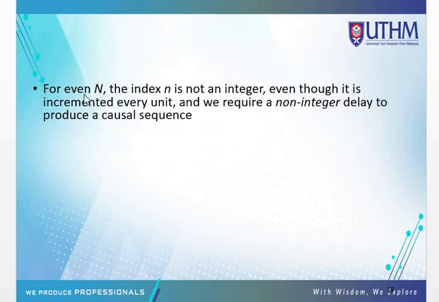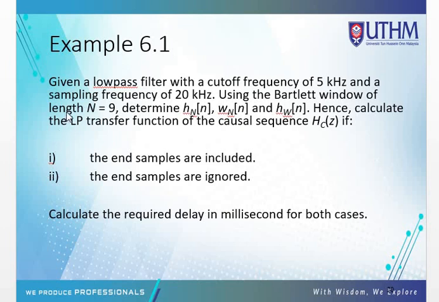Therefore, it is said that for even N, the index n is not an integer and it requires a non-integer delay to produce a causal sequence. Now let's look at the example.